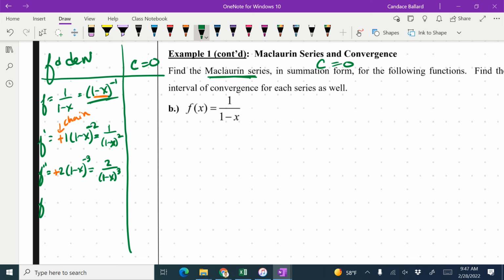All right, and I said I was going to go 4 derivatives, so I make sure I establish enough of a pattern to be able to create my nth term, or the general term of my series. All right, so the negative 3 is going to come to the front. What's 2 times negative 3? Negative 6, 1 minus x to the negative 4. What's going to happen to the coefficient? Positive. Chain rule, good. So 6 over 1 minus x to the fourth.